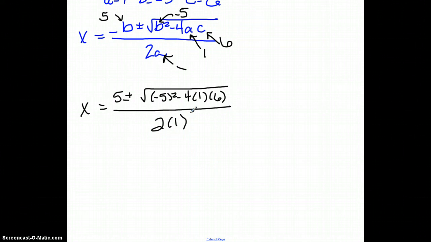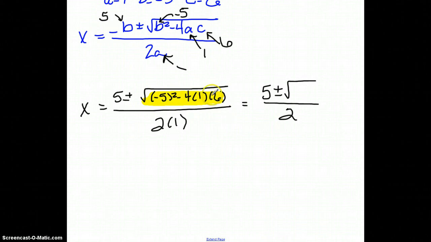So as I'm looking at this problem, the first thing that I probably want to consider is this part right here. Because if I can get that down to one number, that makes my problem a lot easier to solve. Because in front it's just going to be 5, it's going to be plus or minus, and then in the bottom 2 times 1 is just going to be 2. So this is a pretty straightforward problem when you're looking at it from that aspect.